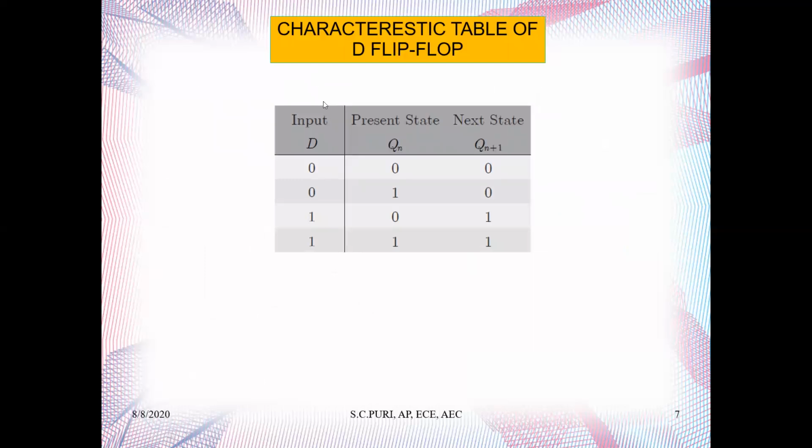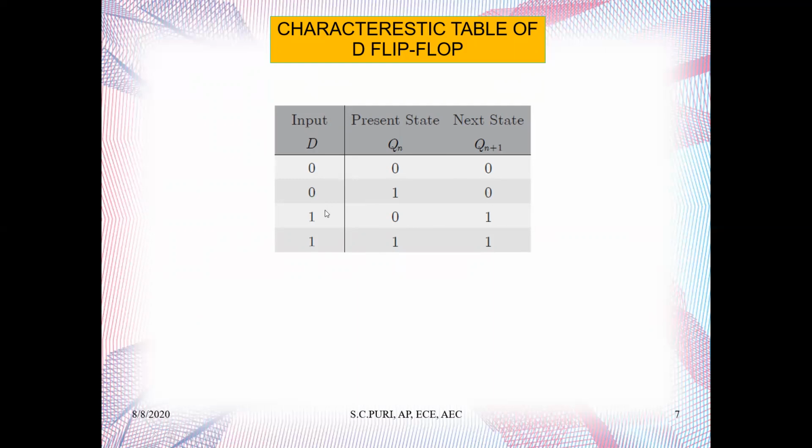As you can see here, this is the characteristic table of the D flip-flop. How to write a characteristic table is also something to learn. First of all, you put the input D, then the present state Qn. You take all the combinations of the present state, and the next state is Qn+1. So when D is 0 and the present state Qn is 0, you simply get 0. When D is 0 and even the present state is 1, it follows the input, and there will be 0 only.